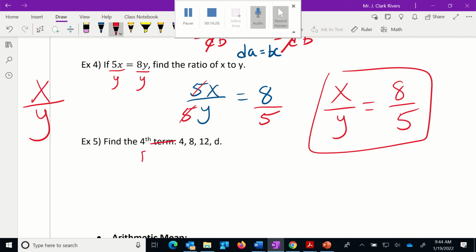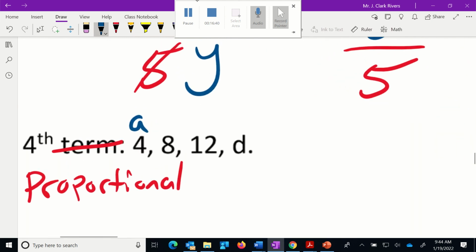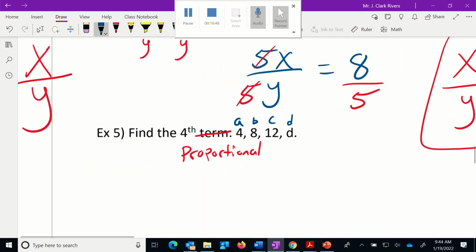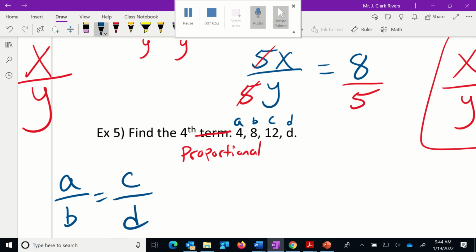Find the fourth. This should say proportional. I think it does say proportional on your document. So when we say the fourth proportional, we mean 4 is going to be A, 8 is going to be B, 12 is going to be C, and then D is going to be D. So with that in mind, A over B is equal to C over D. With that in mind, set up a proportion and find the fourth proportional.